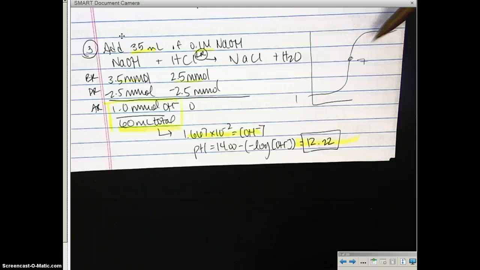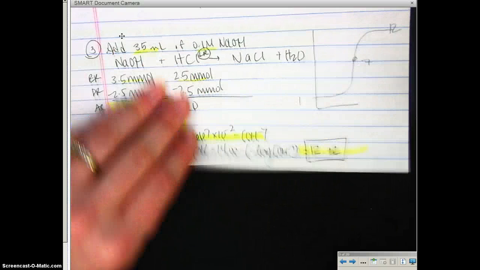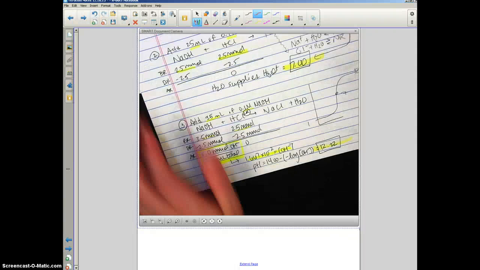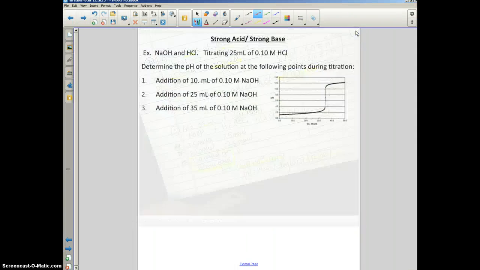So this curve is a standard curve. It starts off at about 1, ends at about 12, and it has an equivalence point of 7. Oops, let me go back here. All right, so that's why this curve looks like this.